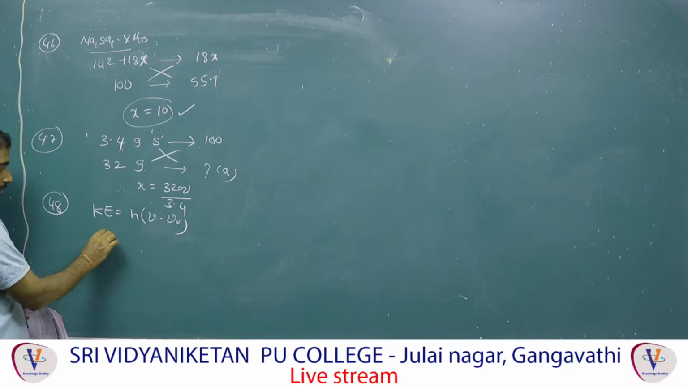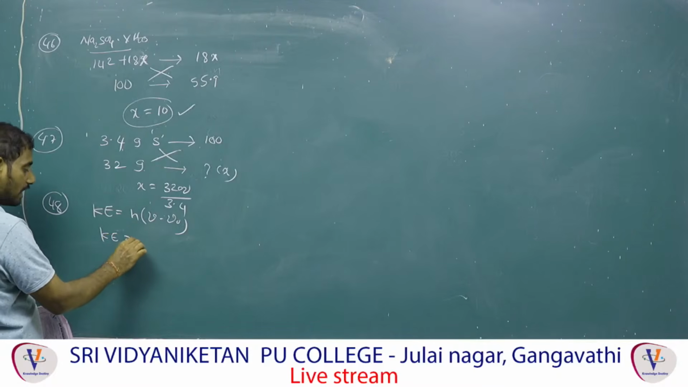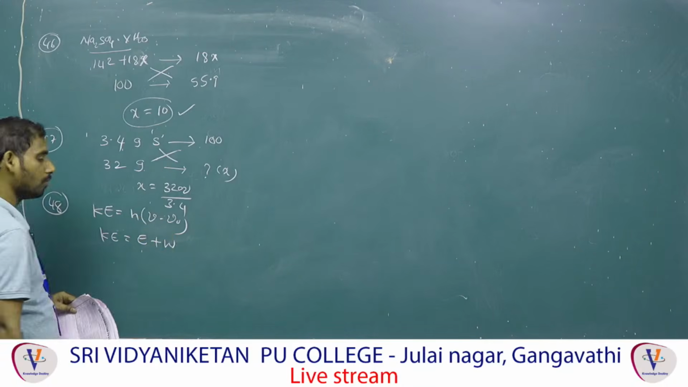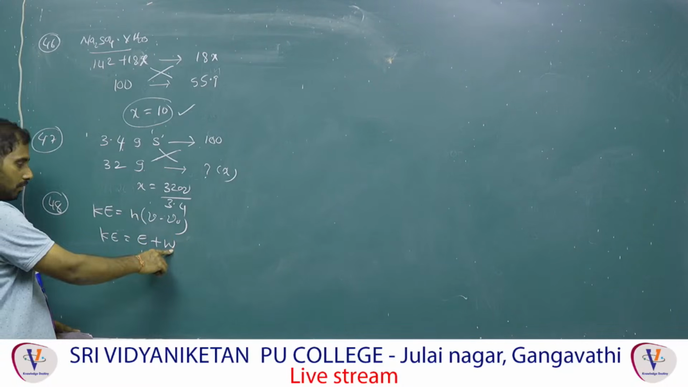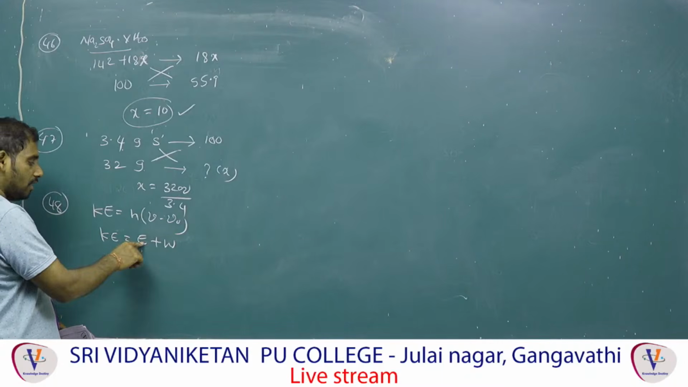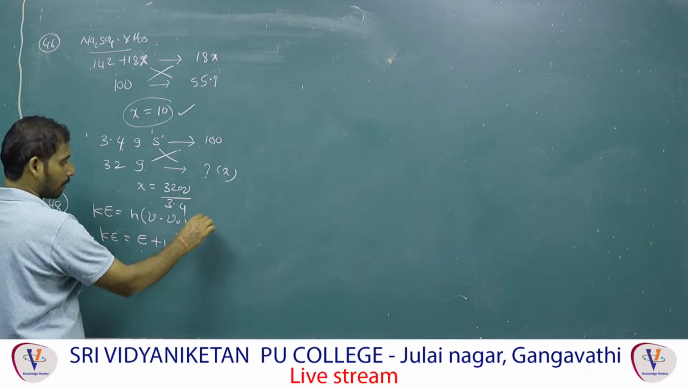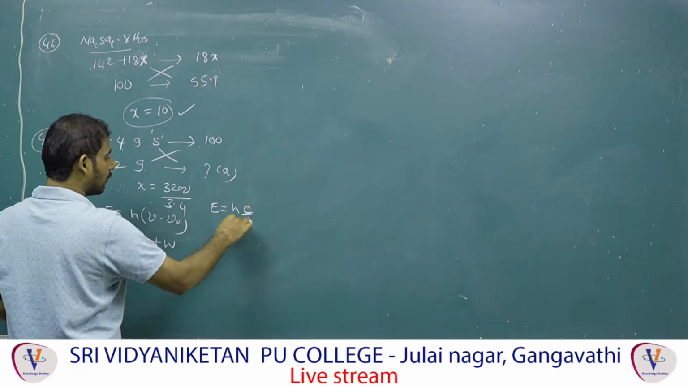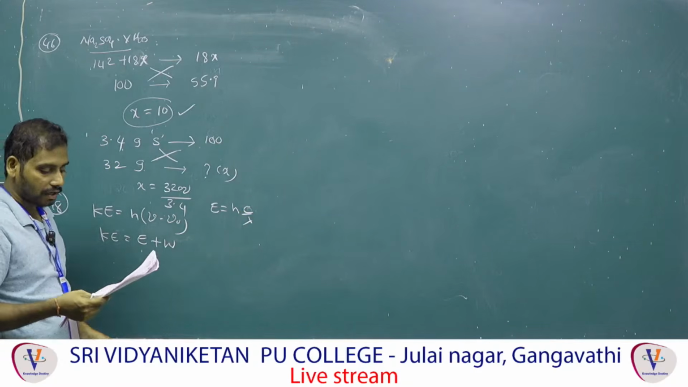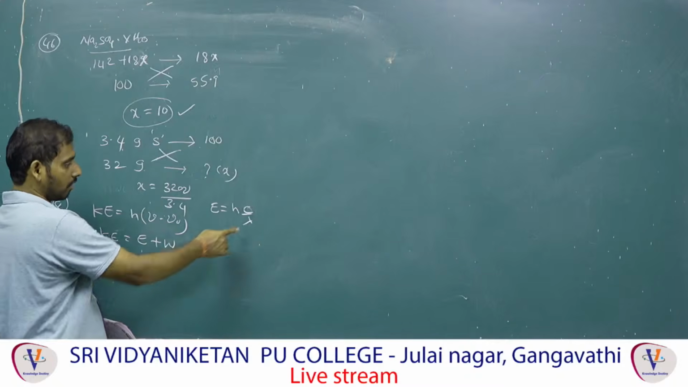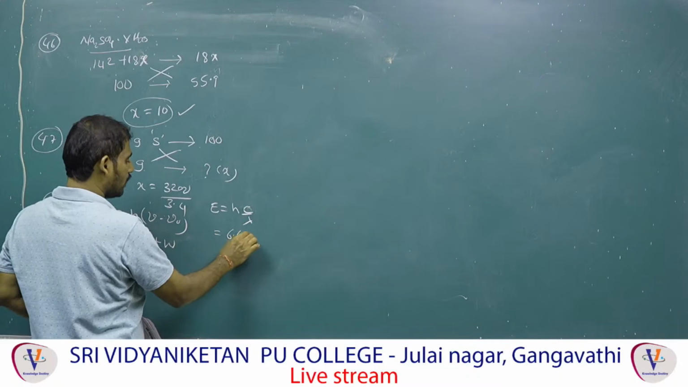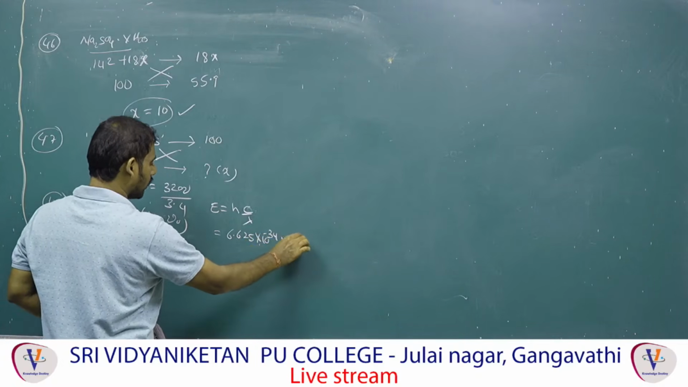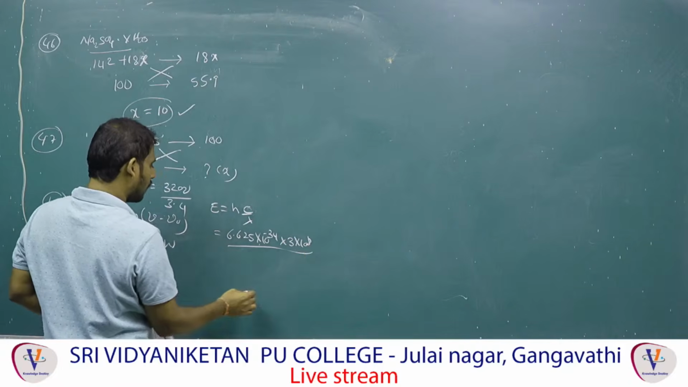Otherwise, K equal to E equal to h nu plus W, where W means work function. Kinetic energy they are asking, E. First you have to find E. E equal to h nu. Nu means c by lambda, because they are given in nanometer. The h value is 6.625 into 10 power minus 34. The c value is 3 into 10 power 8 by lambda value.